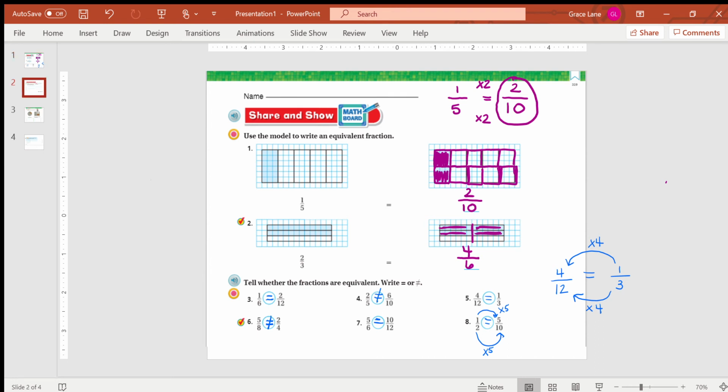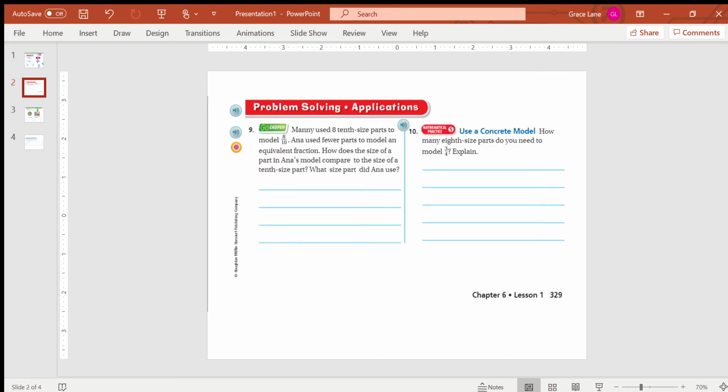Okay, so jump down to the bottom part. These are not difficult, they're just kind of wordy. Go ahead and try them on your own though if you want. It says Manny used 8 tenth size parts to model 8 tenths. Okay, I'm just going to go ahead and draw what that looks like. Here's Manny. He is modeling 8 tenths.